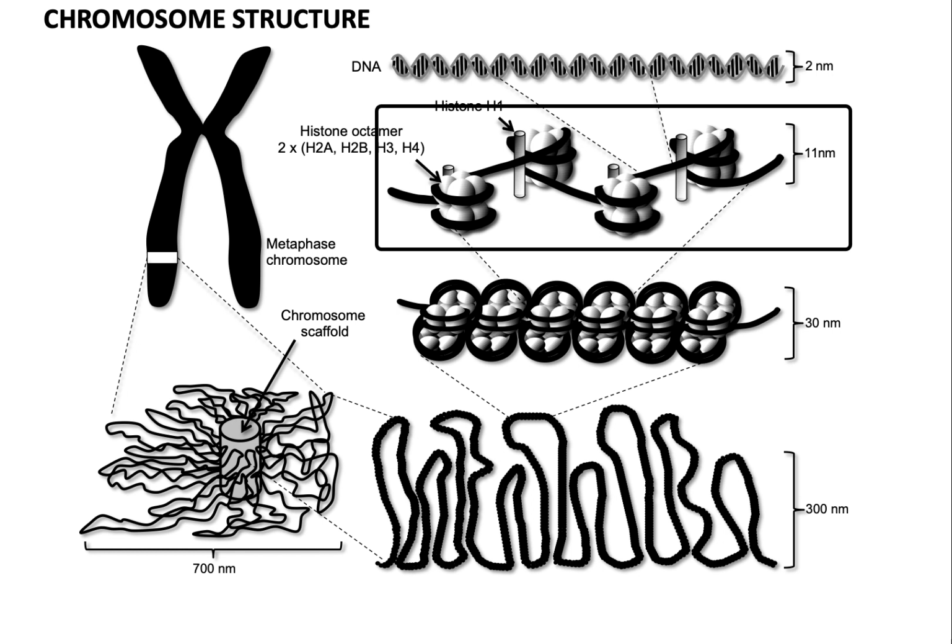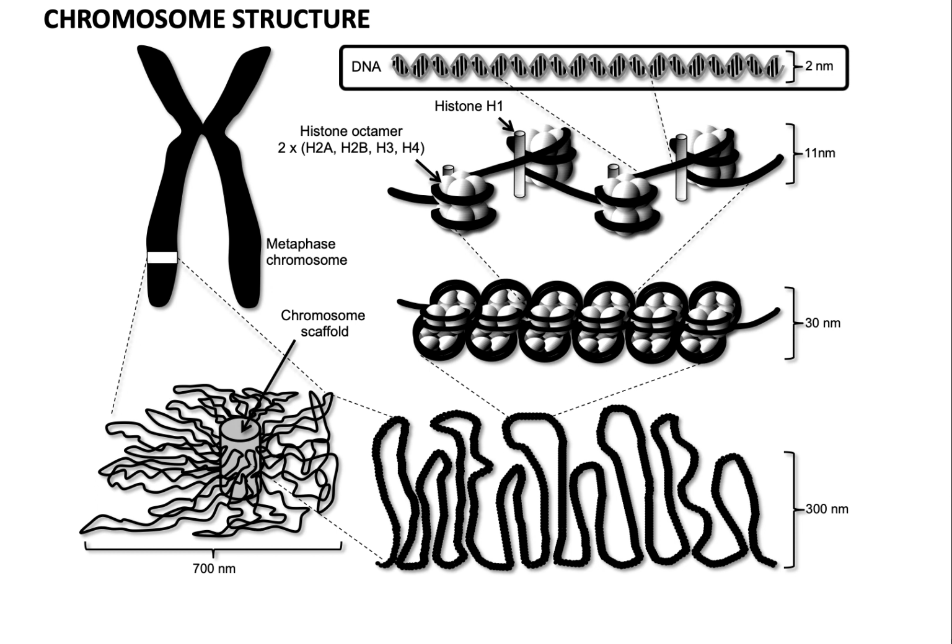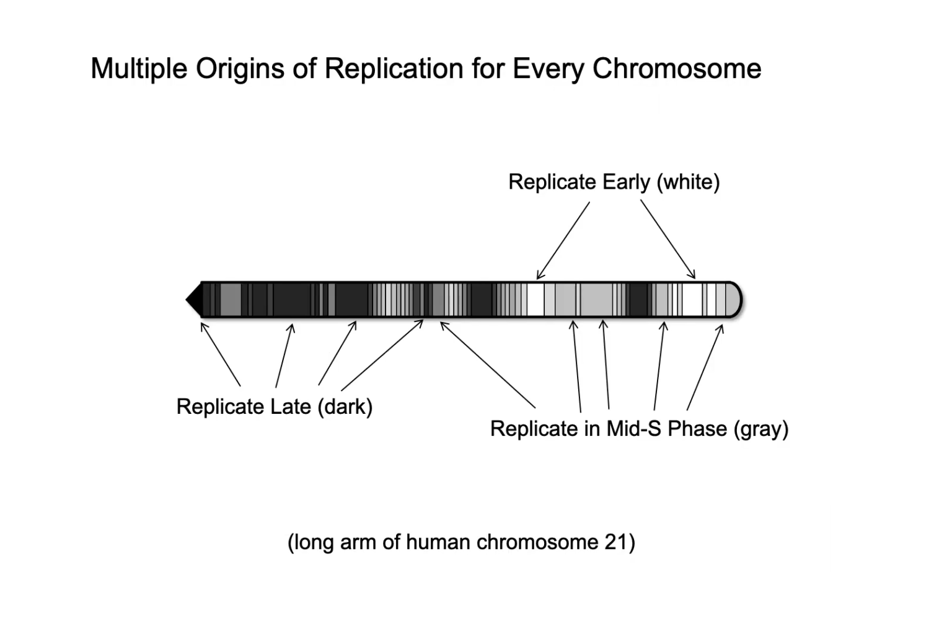And then if you strip the histones away, then you have the naked DNA, which is about 2 nanometers in diameter. And if you took the DNA from only one of your cells and stretched all those pieces end to end, they'd be about 2 meters or about 6 feet long. So it's a lot of DNA in each cell. Because the chromosomes and the amount of DNA is so large, only one origin of replication would take years to replicate the entire human genome.